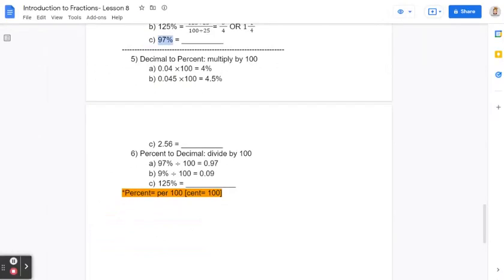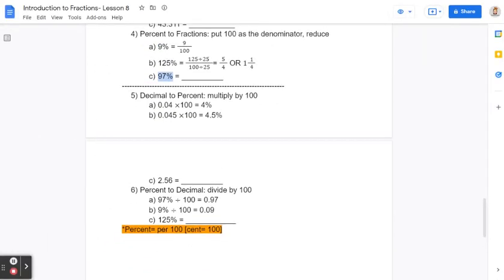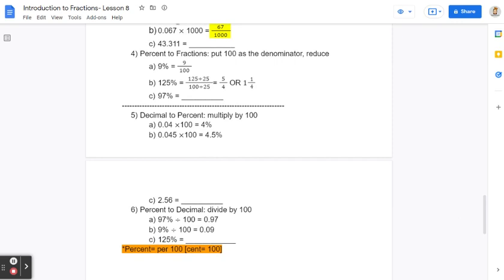So that's actually pretty much it for our lesson, but I have included 2 extra things. It's not really related to fractions though. I just put it there in case you want to know how to convert a decimal to a percent or a percent to a decimal.